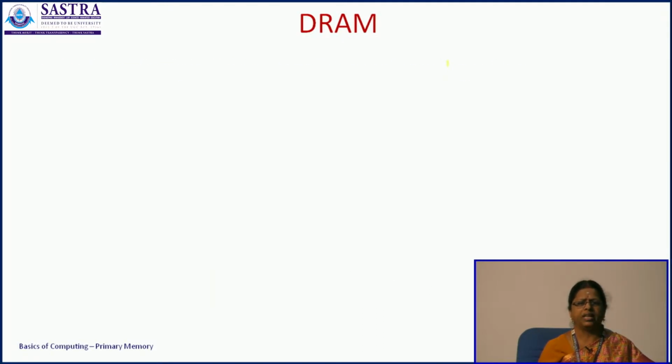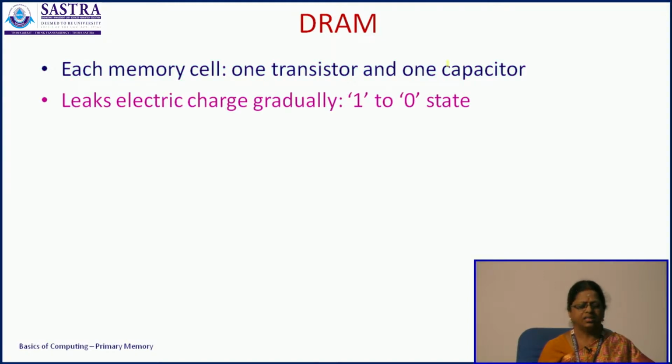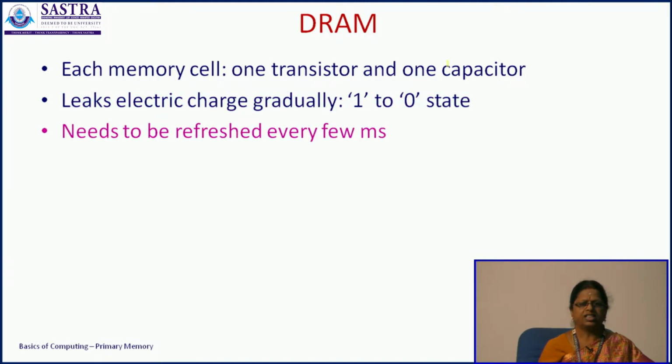Let us see about DRAM. Each memory cell in a DRAM consists of a transistor and a capacitor. Hence, electric charges leak gradually from the logic 1 state to logic 0 state. So, it needs to be refreshed every few milliseconds, which takes several CPU cycles to do this refreshing.